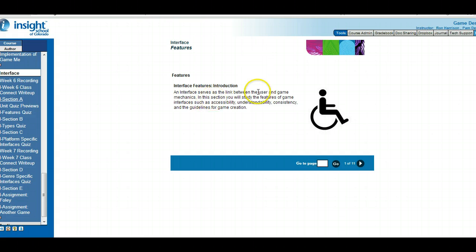All right, section A. So an interface serves as the link between the user and the game mechanics. So the interface is what connects you to the game, allows you to use the game effectively. So that's the first class connect write-up question. So that's what the interface is. And the 3 things to always think about with interface is accessibility, meaning can people access it and use the game effectively? Understandability, so is the interface easy to figure out, easy to understand? And then consistency, does it remain the same or constant so that players do not get confused? So those are the 3 things one needs to think about when you think about the interface for a game.